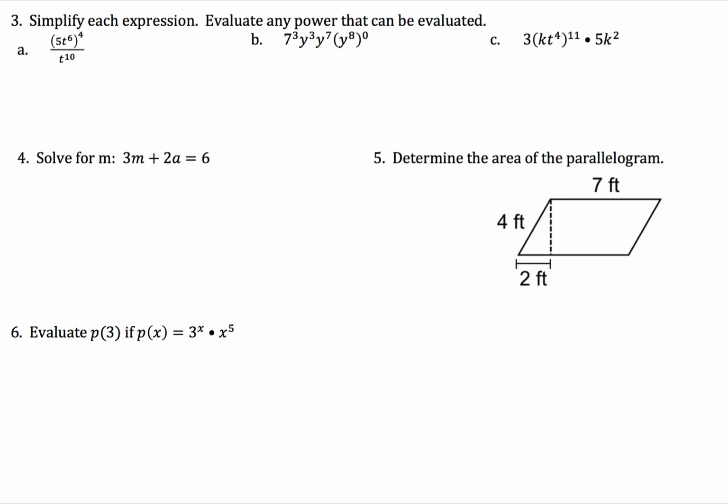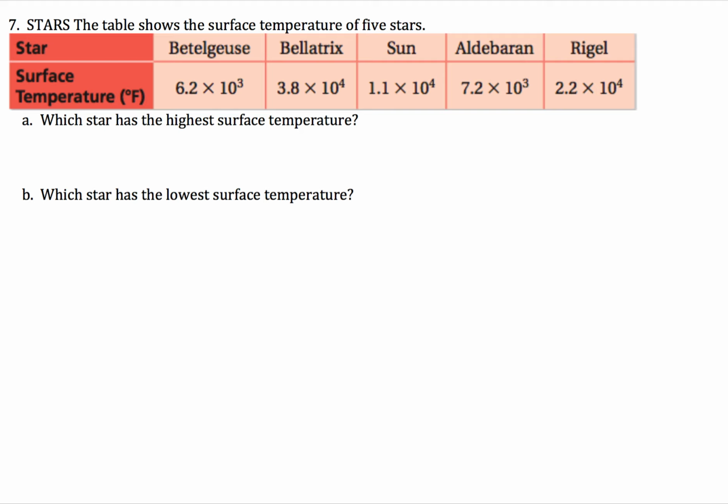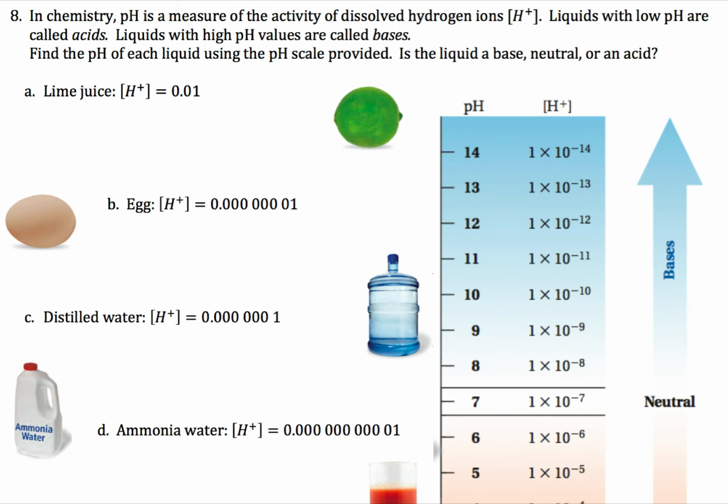4, solve an equation for another variable. 5, find the area of a parallelogram. You have to use the Pythagorean theorem to find the height there. Number 6 is a review of function notation. Number 7, which of these stars has the highest surface temperature and which one's the lowest. So this is deciding which one's the biggest, which one's the smallest. And on number 8, this one deals with pH, which is related to exponents. The pH is actually part of the exponent of the hydrogen concentration.